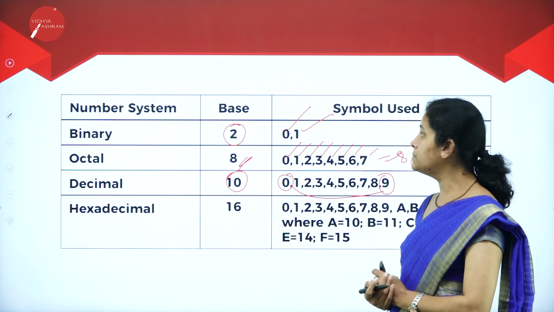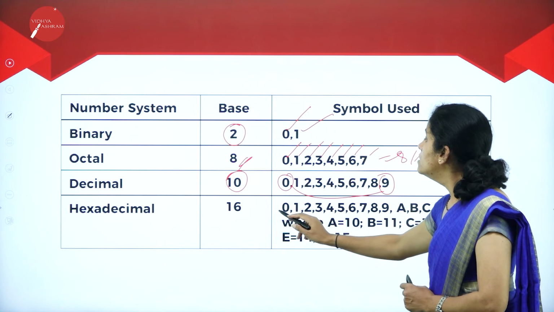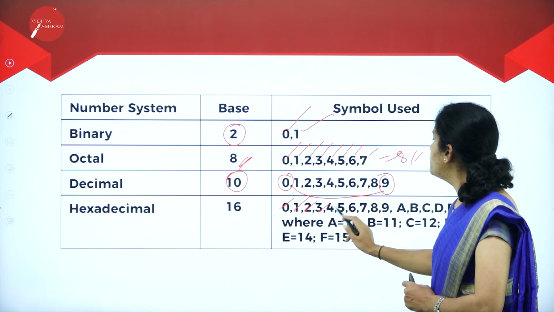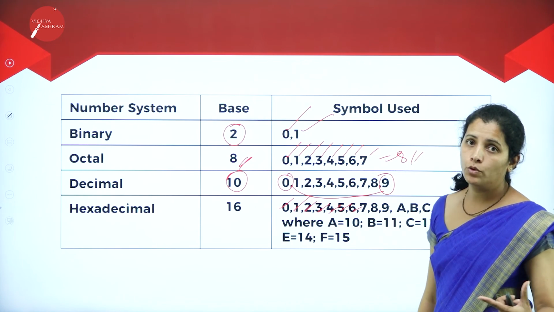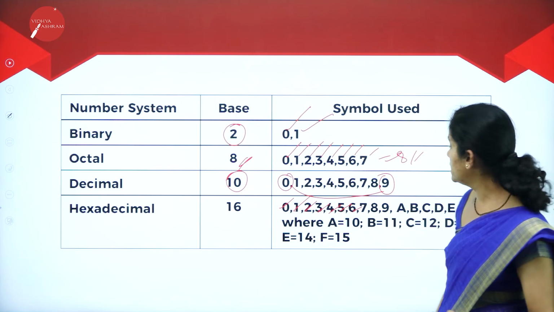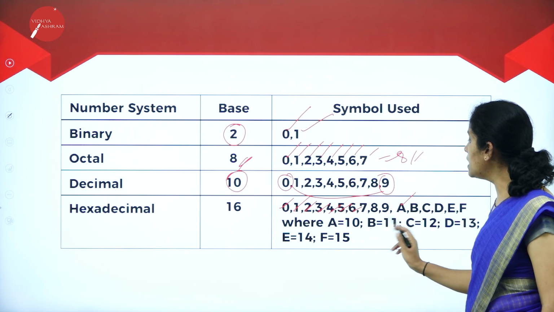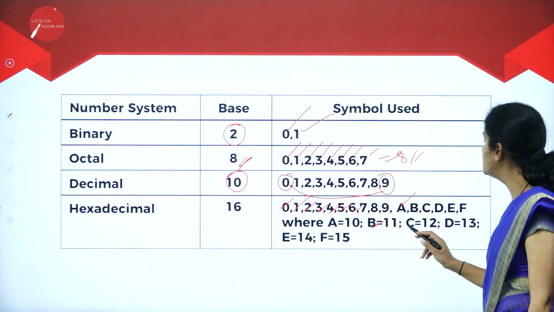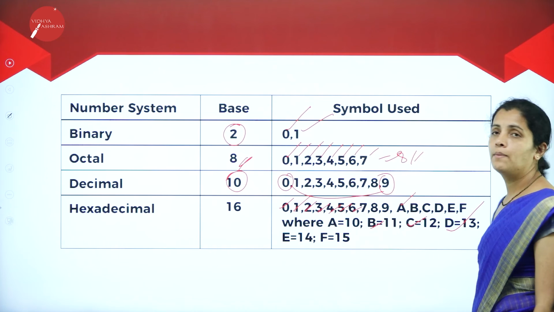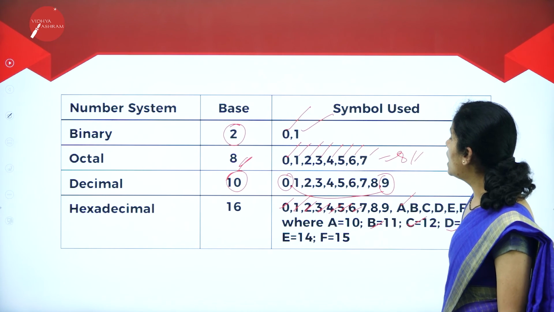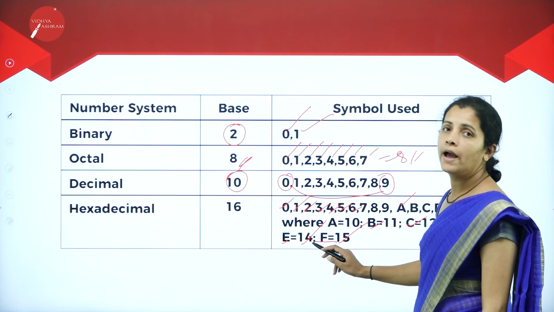For hexadecimal, what's the base? It is 16 and 0, 1, 2, 3, 4, 5, 6 up to 9. Fine. After 9, I'm going to have 10. To represent 10, I'm going to have A. To represent 11, B. To represent 12, it is C. To represent 13, I'm going to have D. And for 14, it is E. For 15, it is F.